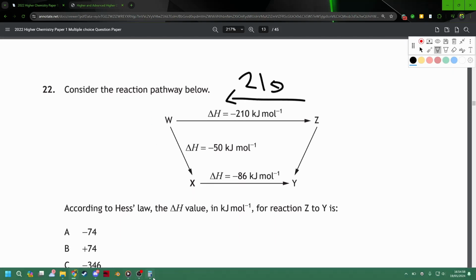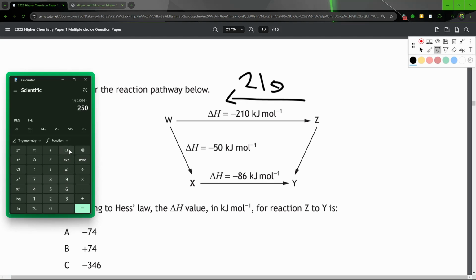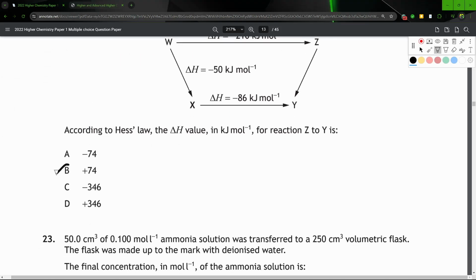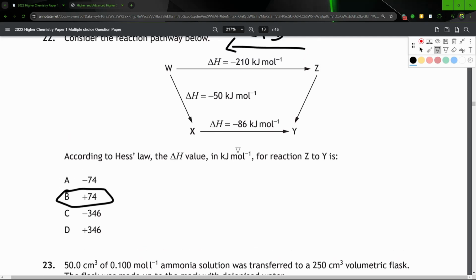So we're just going to add them all up. We have positive 210 because we flipped that one. Then minus 50 because we're going in the same direction. And then minus 86. And that gives us 74. Positive 74. So we're going to select B.